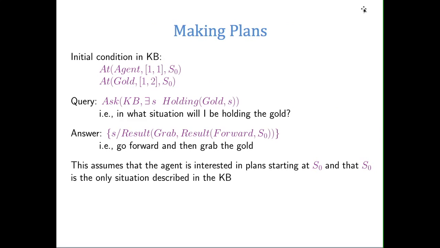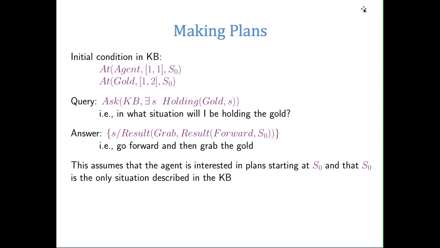Another issue in first order logic is making plans. So let's say that our initial condition in the knowledge base is that our agent is at 1,1 in situation 0, and in situation 0 the gold is in 1,2. So now what we want to ask is, is there a situation S such that we're holding the gold in that situation?